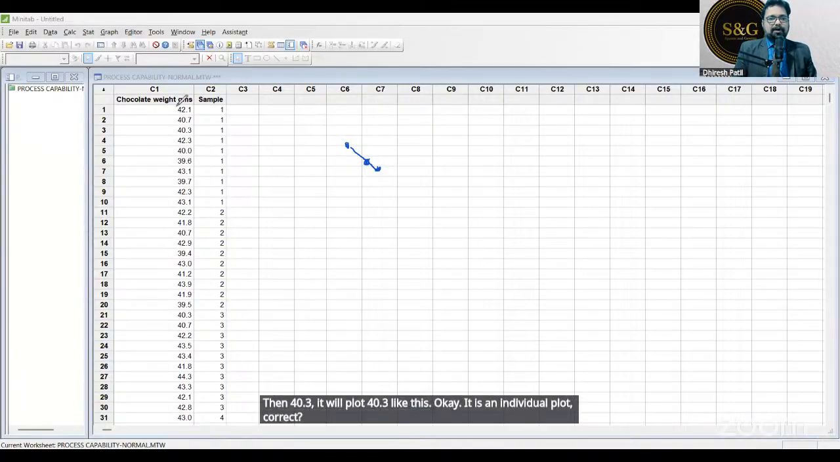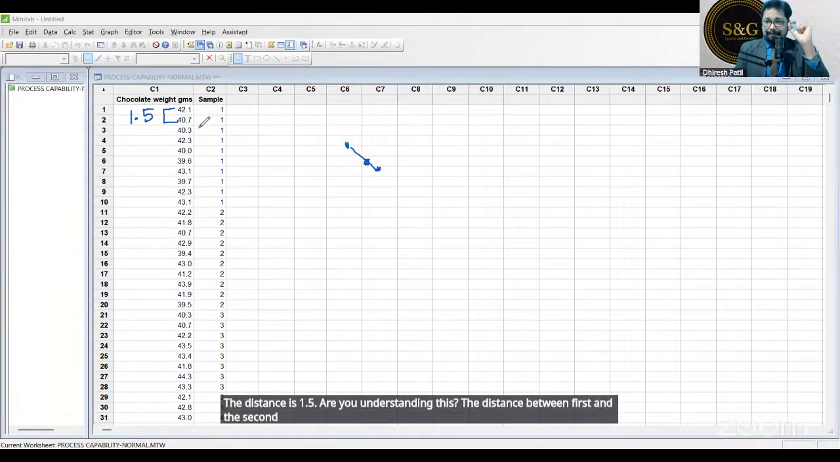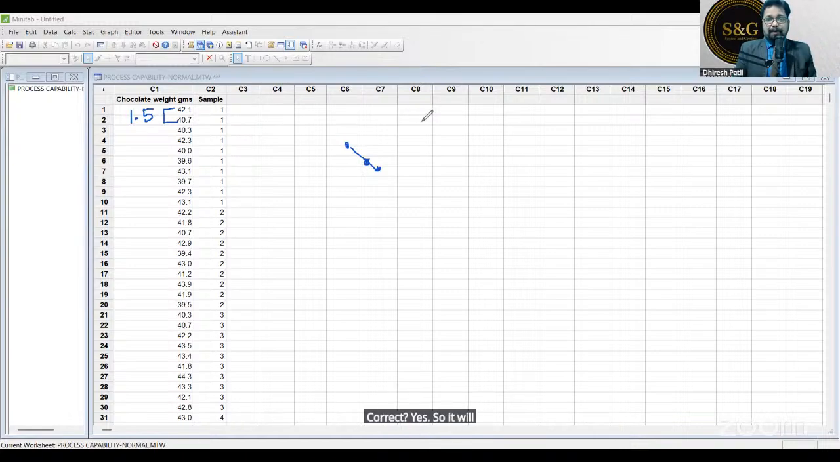What happens with the MR chart? MR is consecutive differences. For example, what is the distance between the first two, 42.1 and 40.7? The distance is 1.5. Are you understanding this? The distance between the first and the second point is 1.5 grams. Correct? Yes. So it will plot 1.5 in MR. So in MR, it will first plot 1.5. Okay, let's say I plot 1.5 here.